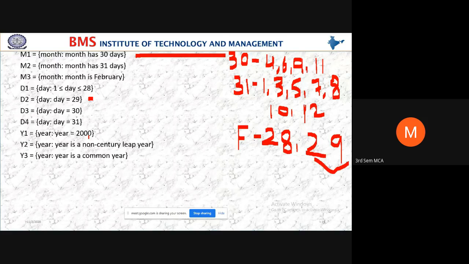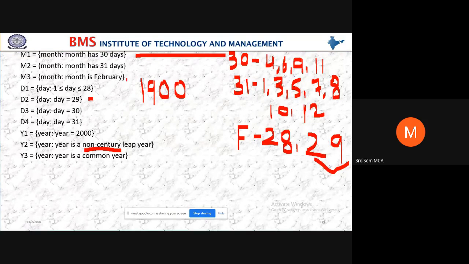And year is 2000. And one more condition for year is non-century leap year. Why is this non-century word coming? Century means what? 100, no? If a batsman hits 100 runs, then we say he has done a century. So every 100th year is a century, no?